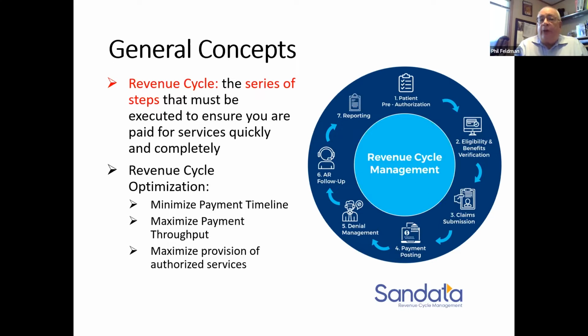There are ways of maximizing that, which we'll talk about. And what you really want to do is minimize the timeline to receive your money. You want to maximize the amount that you're going to receive. And you're also going to want to maximize the provision of authorized services, because that's one of the things that contributes to the amount of revenue that you get from your revenue cycle. So you want to be able to bill for all services. You want to be able to collect for all services, and you want to keep your clients safe and appropriately serviced.